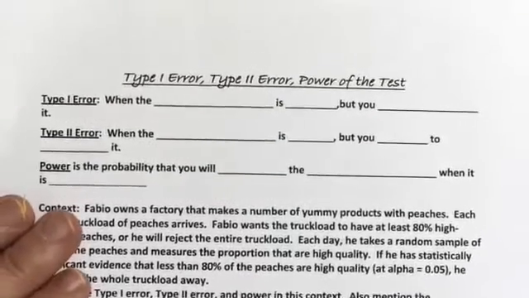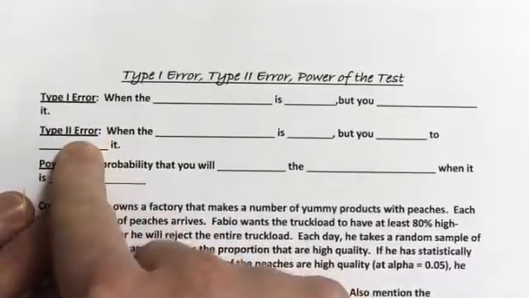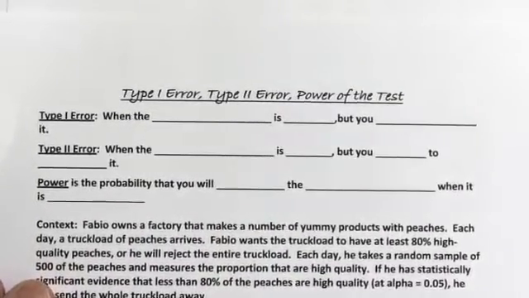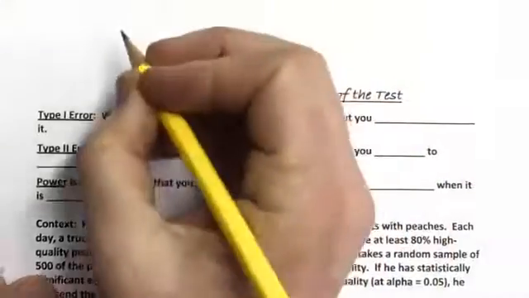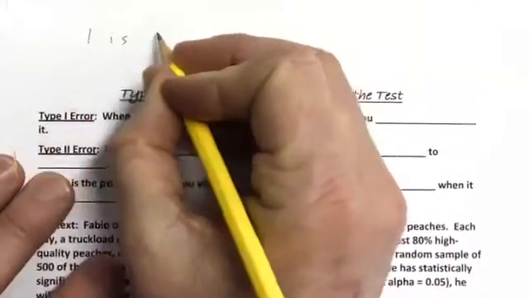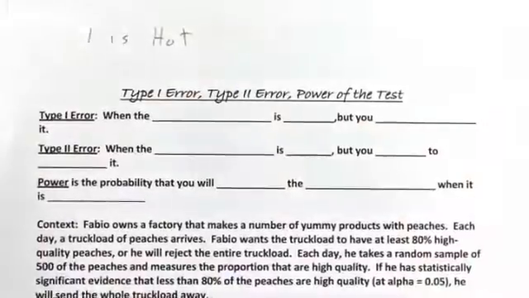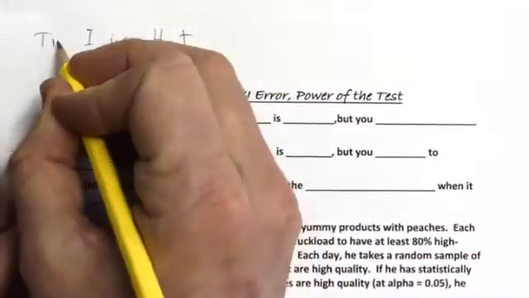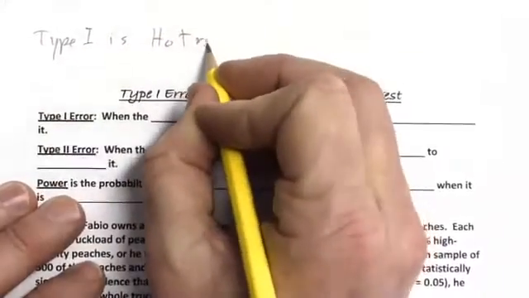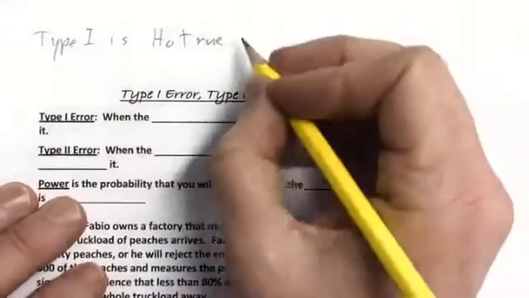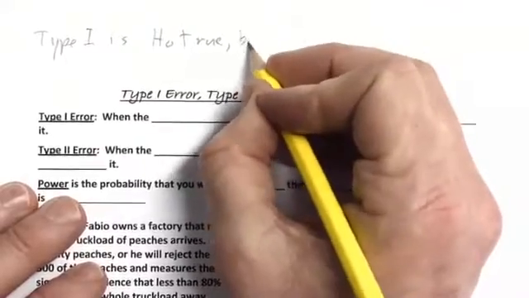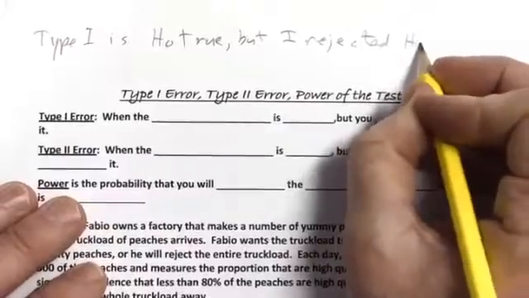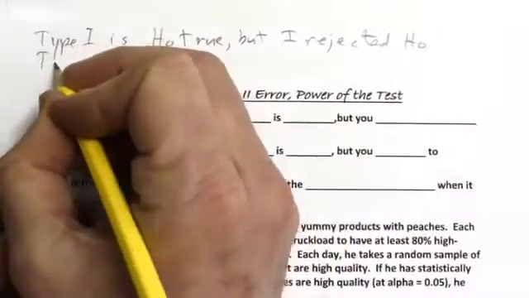This is my little thing that I do. Whenever I encounter a type 1, type 2 error problem, when I see that it's going to be asked about in a problem, I immediately write it out because it's easy to get things mixed up. And so I immediately write out "1 is hot." That is my little thing to help me remember it. 1 is hot. Now, what does that mean? 1 is hot means in type 1 error, the null is true. And it's an error, so I must have rejected the null hypothesis.